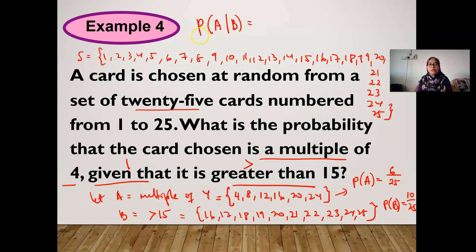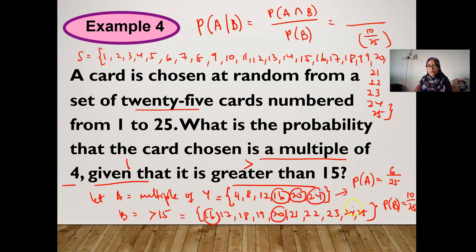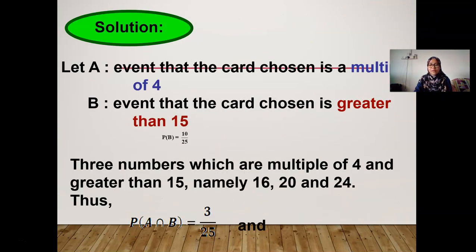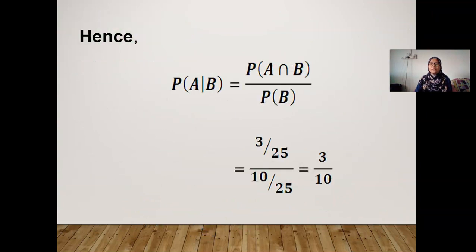What is the probability that the card chosen is a multiple of 4 given that it is greater than 15? So you need P(A intersect B) over P(B). So P(B) is this one, 10 over 25. And you have to find the intersection. What is the intersection here? 16, 20, and 24. So 3 over 25. So your answer will be 3/10. Very easy, right? 3/10. This one.